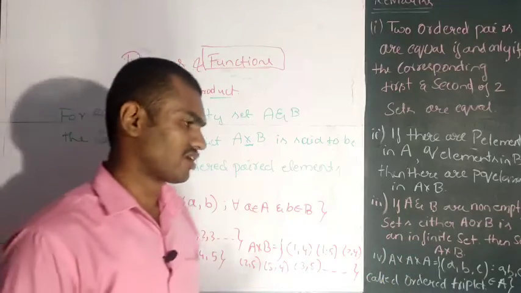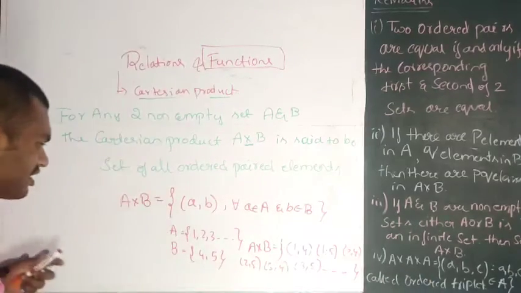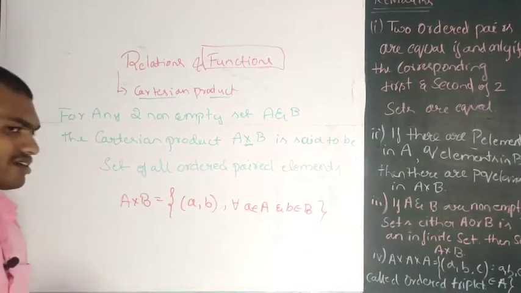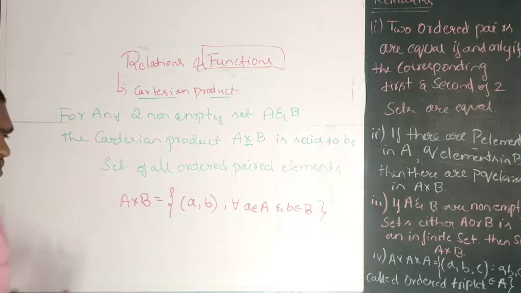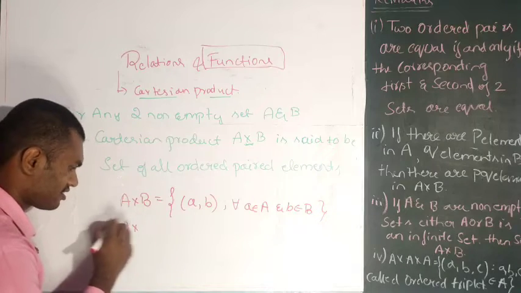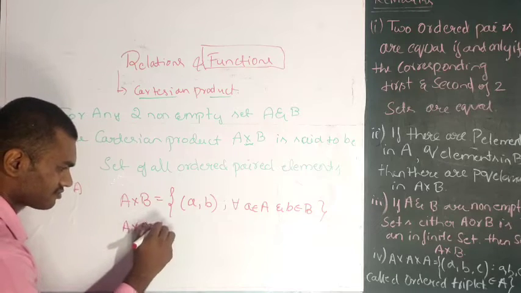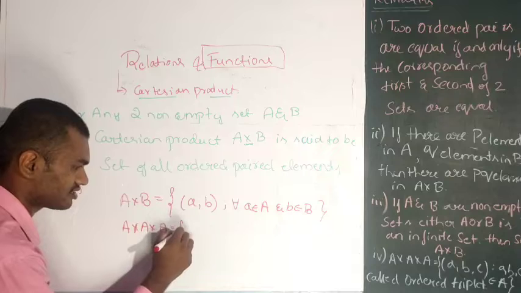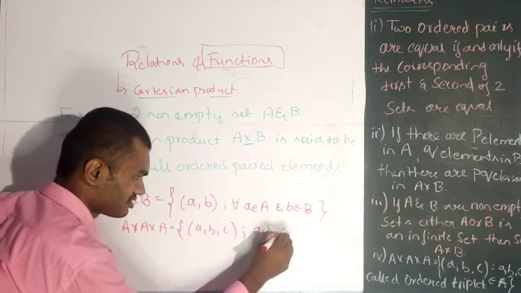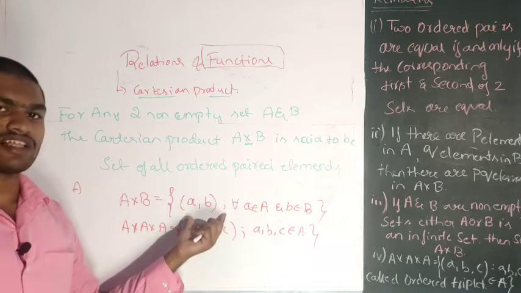That is the third remark. At last, the fourth remark talks about A cross A. Here we have A cross B, the Cartesian product for 2 sets. If I have a Cartesian product for 3 sets, I have only set A, so I take the Cartesian product of it 3 times. So A cross A cross A is (a, b, c), where a, b, c belong to A only.